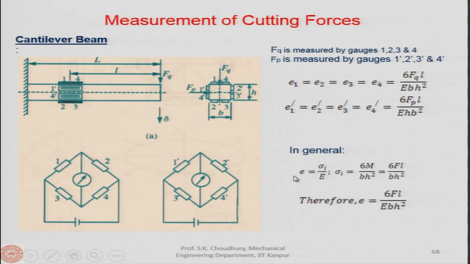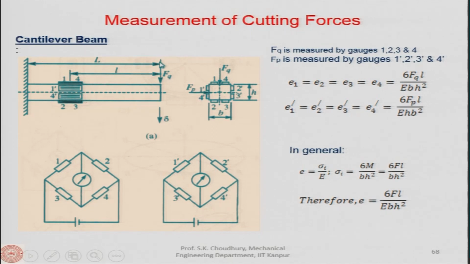well, the general formula is sigma by E. The strain is the stress by modulus. So, therefore, the stress overall is equal to 6M, moment, by bh square, where b and h are those dimensions. This you have probably learnt in the solid mechanics course. All right. Now, M is the moment.